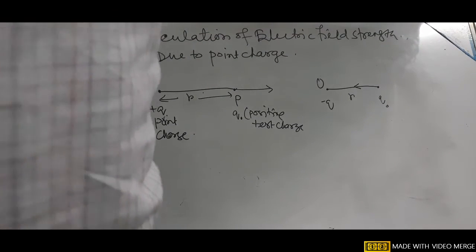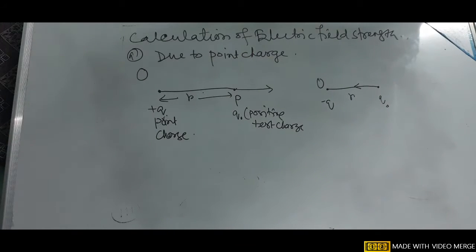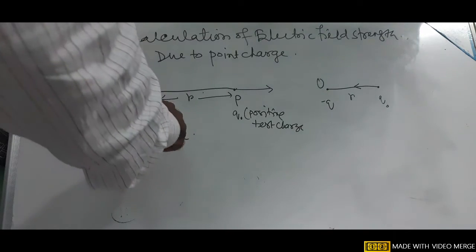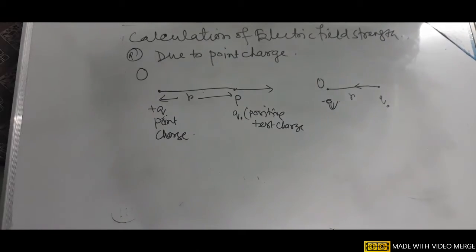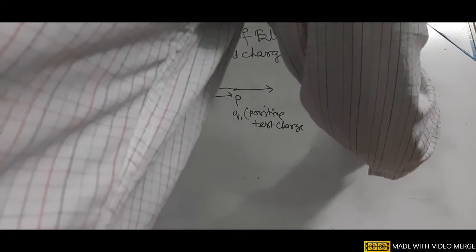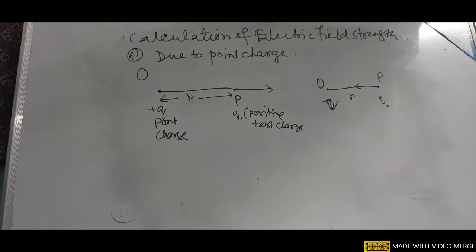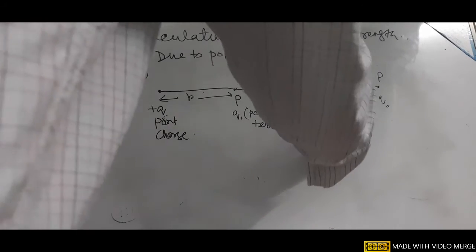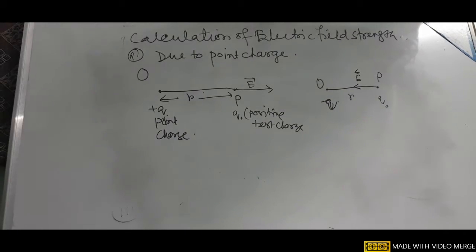Now we will find out the electric field strength due to a point charge. In case of the point charge, we are taking a positive point charge and a negative point charge, that is plus q and minus q, and at a distance r we are keeping a positive test charge at the point P. Since they are two positive charges, there will be repulsion, so the electric field will act in this direction. Since here the negative charge and this positive test charge, the electric field will act in this direction.